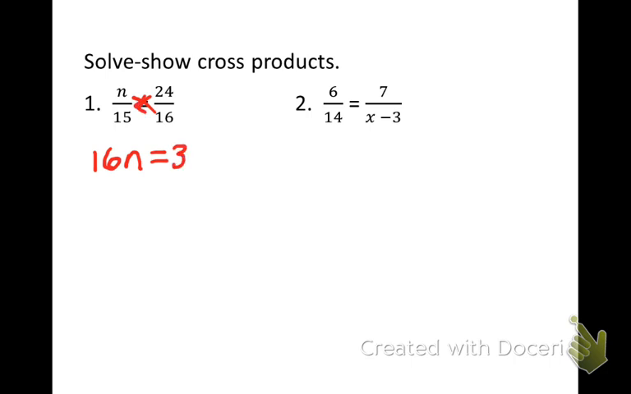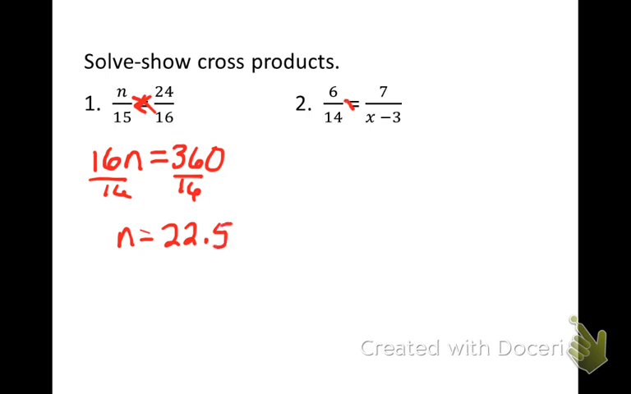So you get 360. So this is the equation. What would we need to do? Divide by 16. I don't care if you show that step. If you want to put the step in, divide by 16, you can. Or if you just want to go n equals, just make sure, again, you can use your calculator to do this. You get 22.5. So that's solving a cross product.